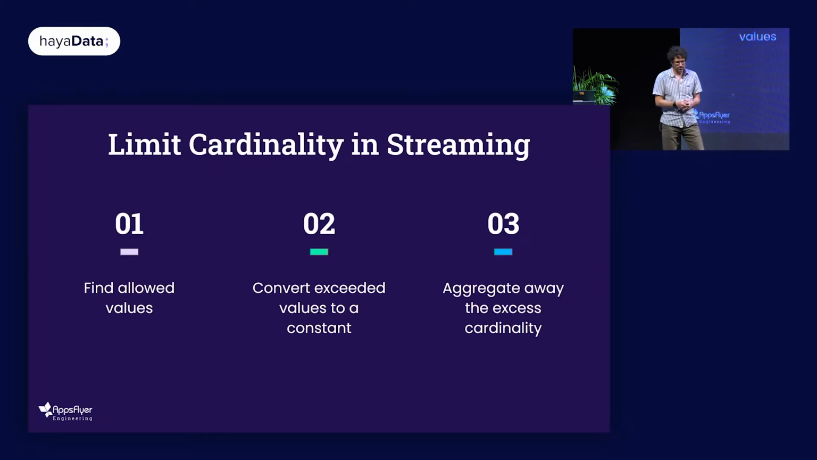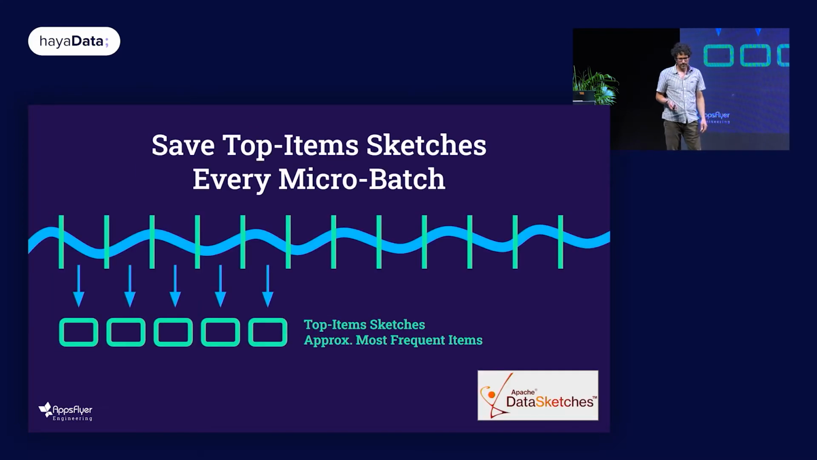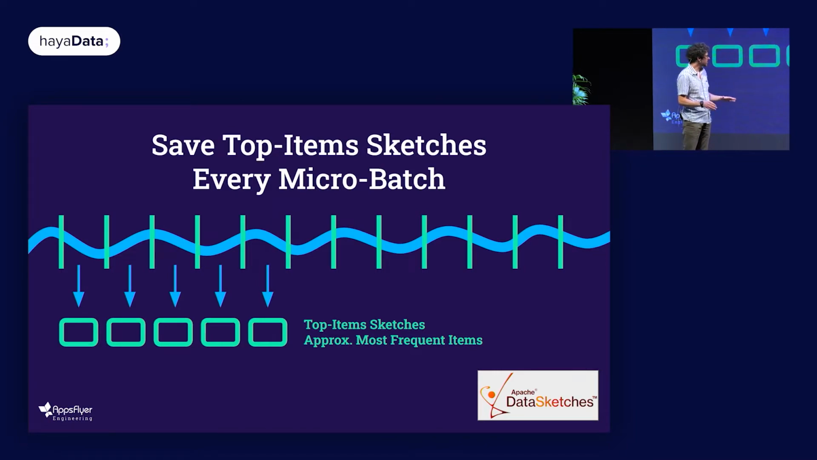So how are we going to do it? We're going to take the same steps as before. We're going to find the allowed values, convert them to a constant, and aggregate away the excess. The only difference here is going to be that we have a different way to find the values that we're allowed. So to do that, we're going to leverage an approximate data structure. And the implementation comes from this really excellent Apache data sketches library. I highly recommend everything that they do. They have a lot more that I'm not presenting here.